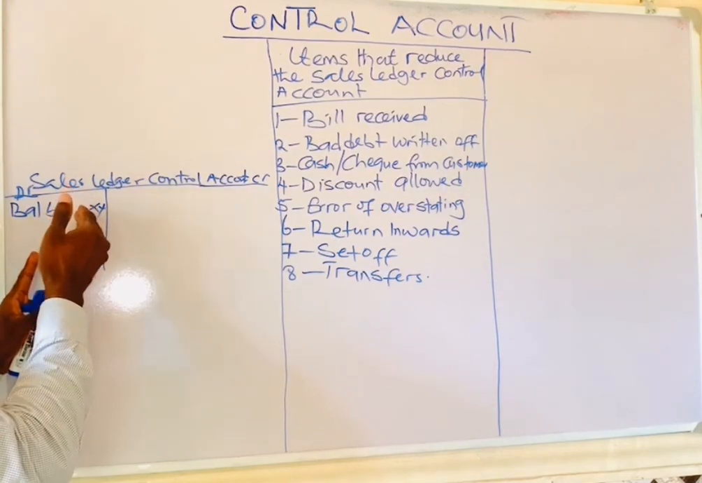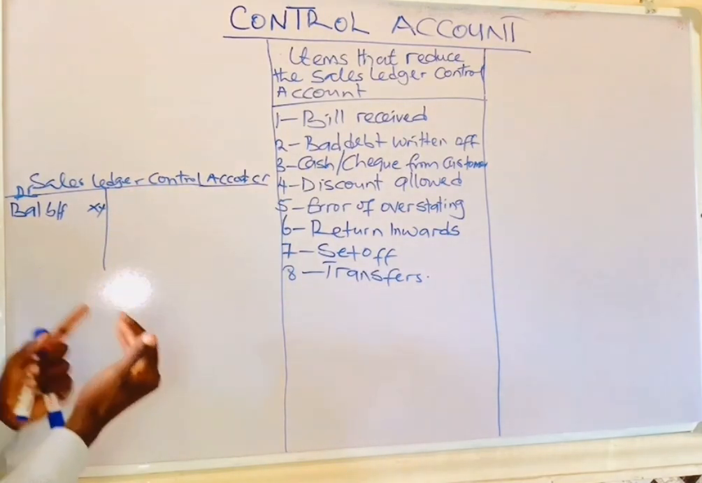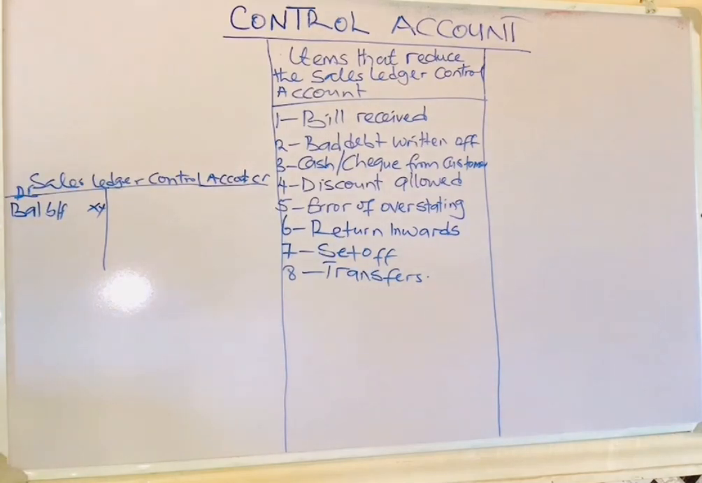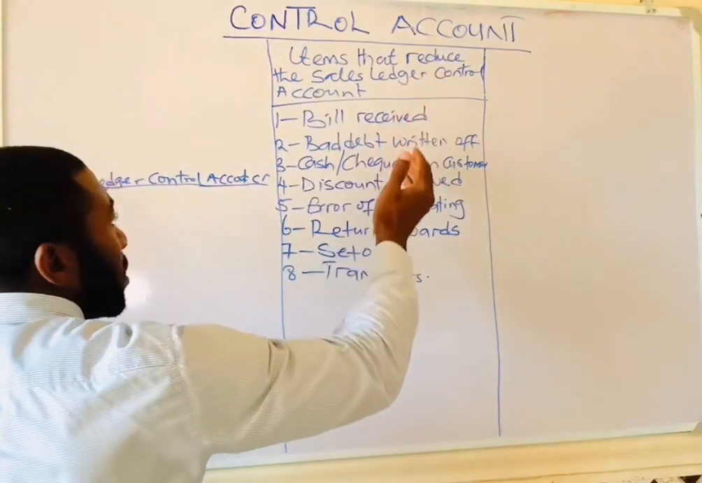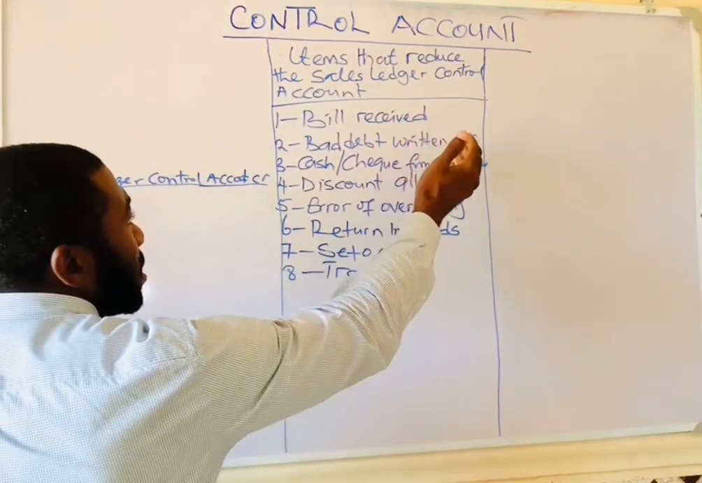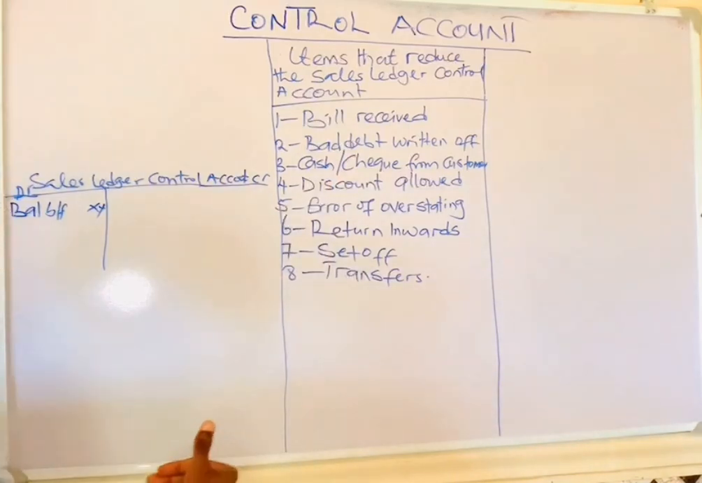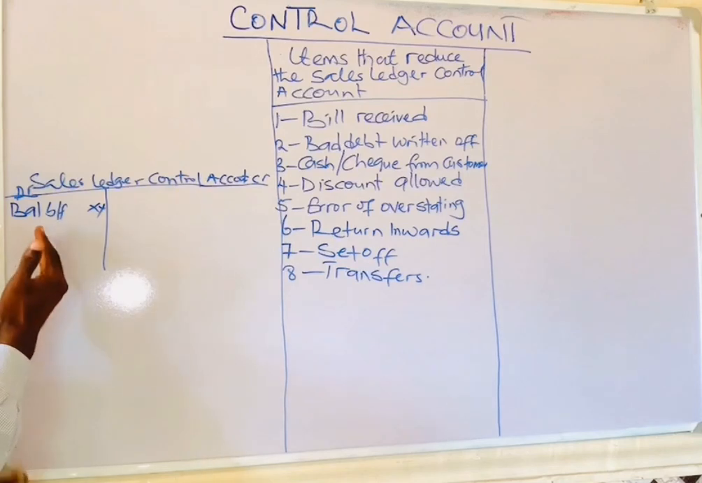We want to receive $20,000 and this customer has given us $10,000. So we have received $10,000. So it will reduce the $20,000 to $10,000. So don't be confused that whenever you see receipt, or you receive cash from the customer, or return inwards, or set off, I think they are going to the debit side of the sales ledger control account.